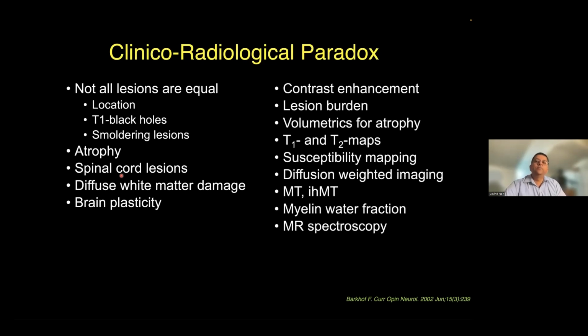And we have already heard many techniques to look at these subtle changes. We heard about the T1 and T2 maps, or R1, R2 maps. We heard about susceptibility. We heard about inhomogeneous magnetization transfer. And we're going to hear some about diffusion-weighted imaging. And the last talk was about myelin water fraction. So there are so many different techniques that try to figure out how much damage is happening in the brain. But what I'm going to talk about is mainly cortical lesions.